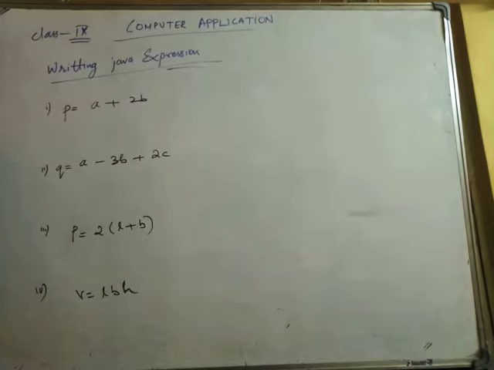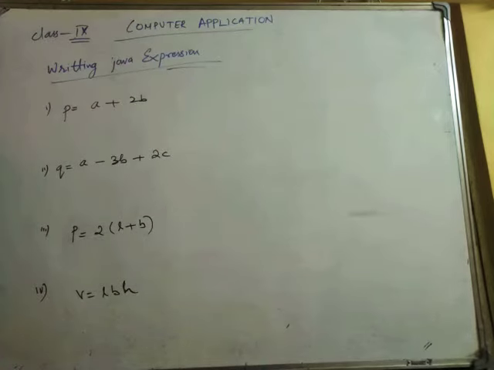P equals a plus 2b, q equals a minus 2b plus 2c. All these are things we write in maths or in physics. This is how we mention it. But how to write in Java? We cannot write this term in Java. So how do we write the same thing in Java?